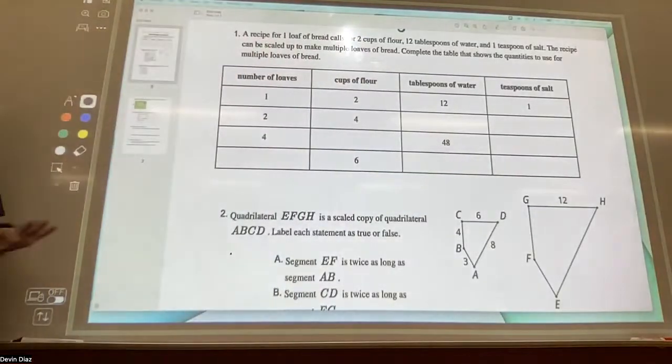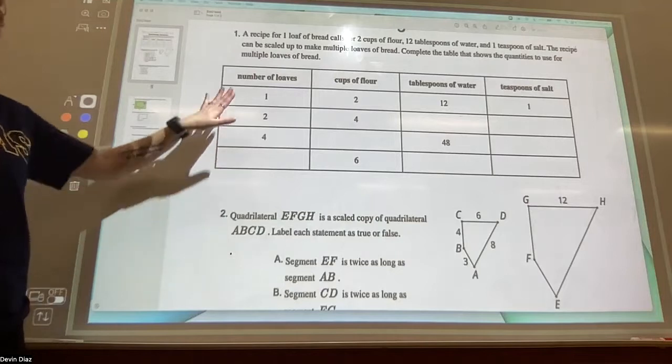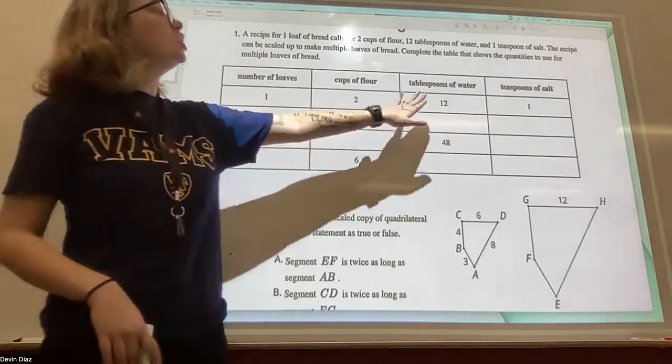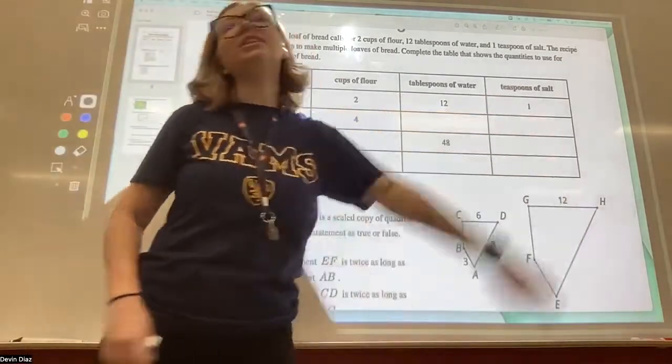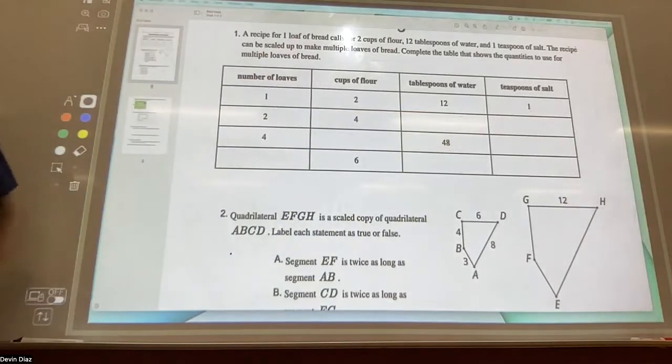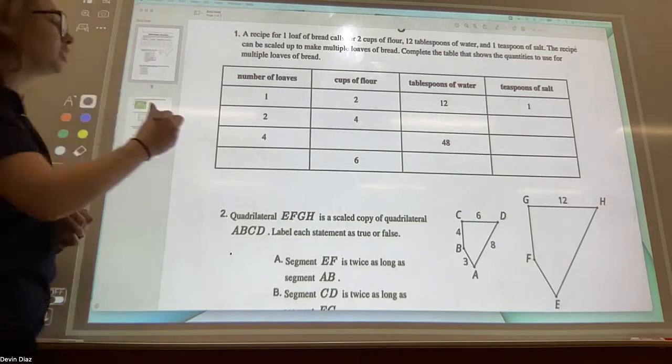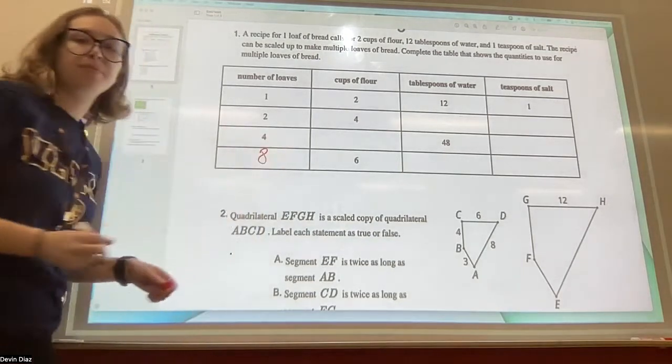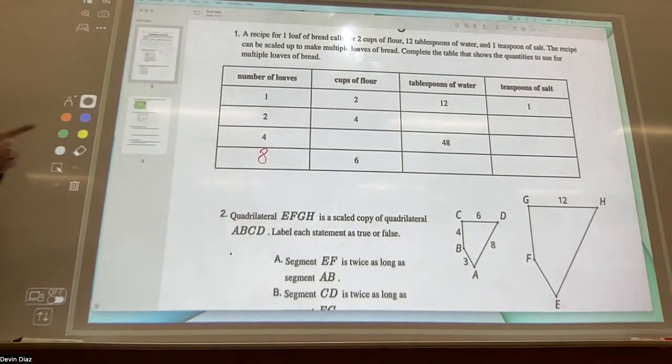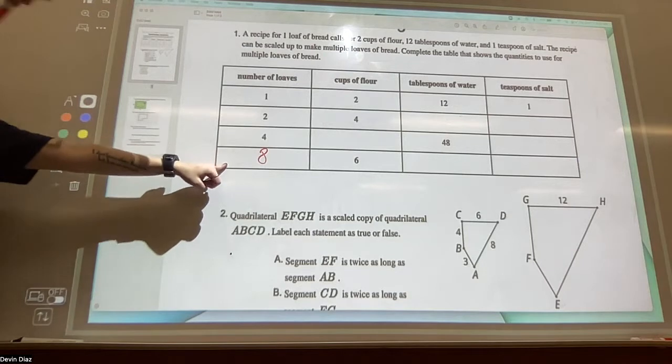We had this problem right here. A recipe for 1 loaf of bread calls for 2 cups of flour, 12 tablespoons of water, and 1 teaspoon of salt. Now, I'm going to tell you the biggest error that I saw with this problem. The biggest error I saw is that people put 8 right there. Why do you think people put 8?